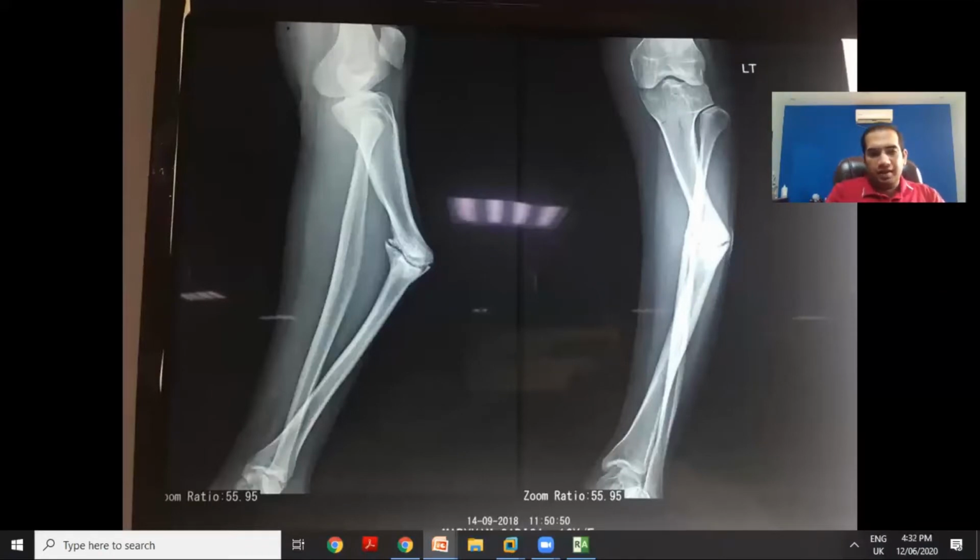this is the X-ray of a young girl about 16-17 years of age, and this is the X-ray which you have.